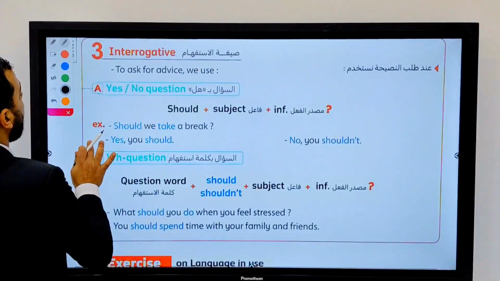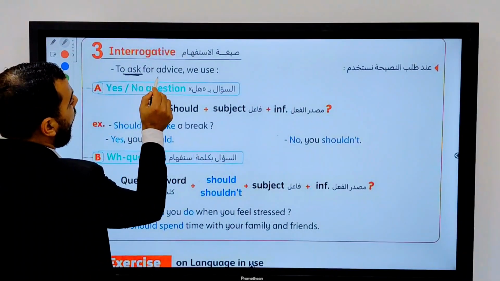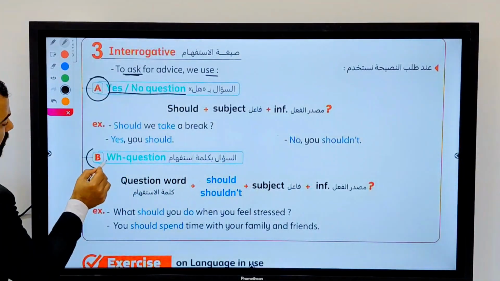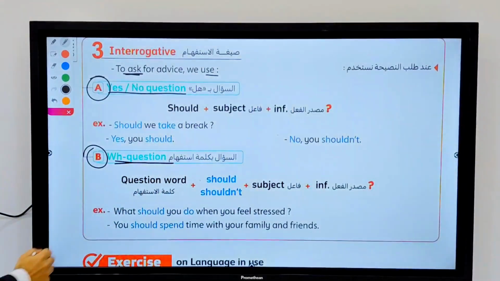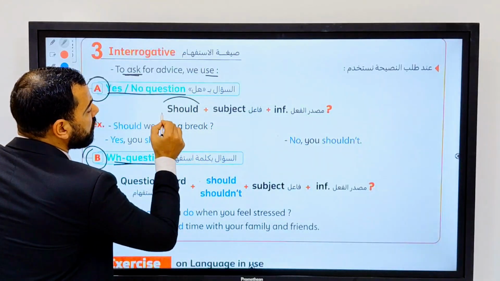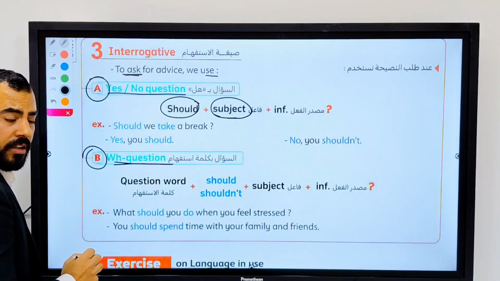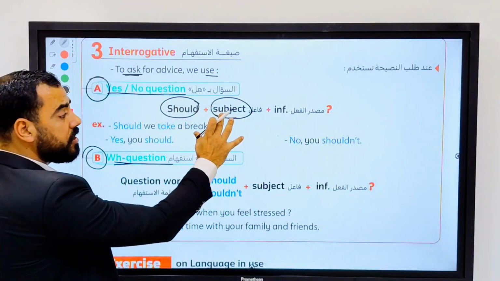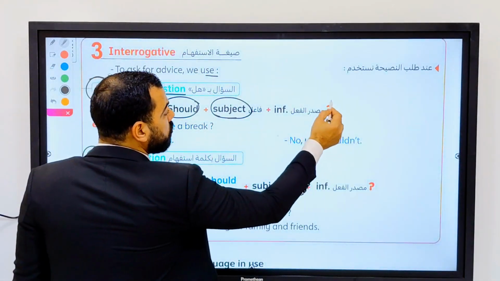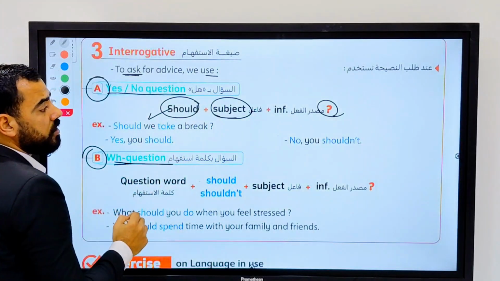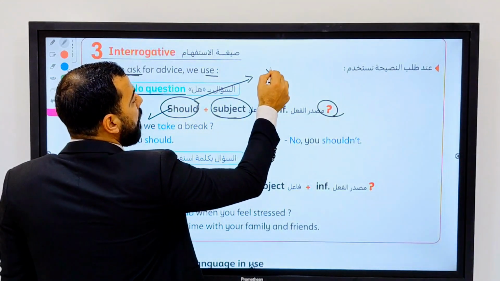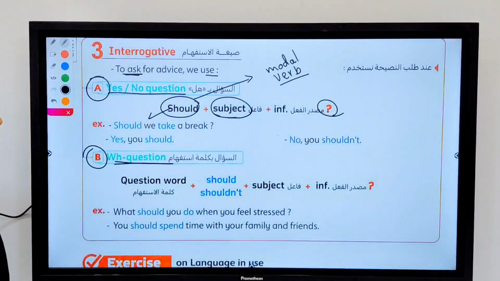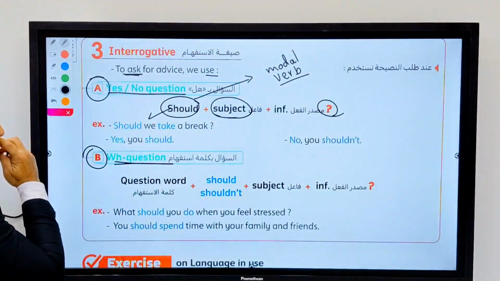Yes, we have two kinds of interrogative to ask advice. Letter A, yes/no question, and letter B, WH question. In yes/no questions, we start with should. After should, we use the subject. In the affirmative statement, we start with the subject, the verb and the should. But in order to make a question, you start with should, because should is a modal verb.